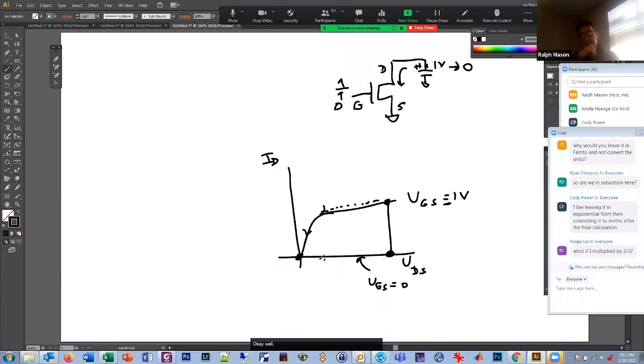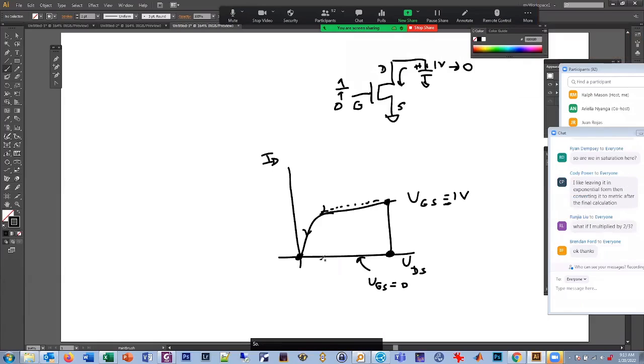Okay with that? So is that transition very instantaneous? Does it happen quickly? Yeah, it happens very quickly.